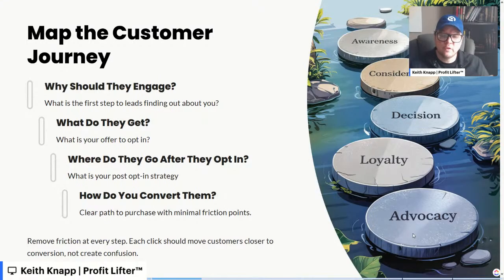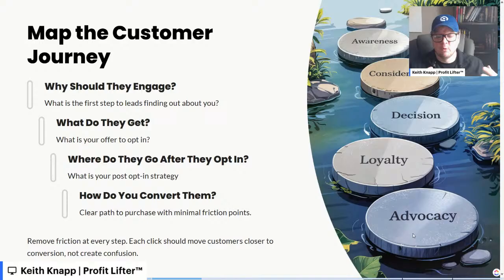Next, where do they go after they opt in? So after somebody opts in, they've given you their information, they trust you enough. What is your post opt-in strategy? What are you going to do to convince them? How are you going to touch their heart even more and show them that you understand that pain and that you've got a true strategy to be able to fix that pain and make their life better?